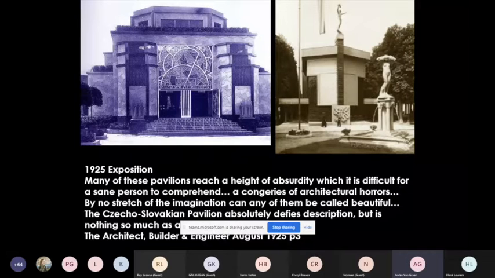that they were horrified by it, the height of absurdity. They talk about the Czechoslovakian pavilion, which they say defies description, that it is like a worm having a fit. I have to tell you, it's actually the pavilion on the right. So this is the sort of reaction to it.